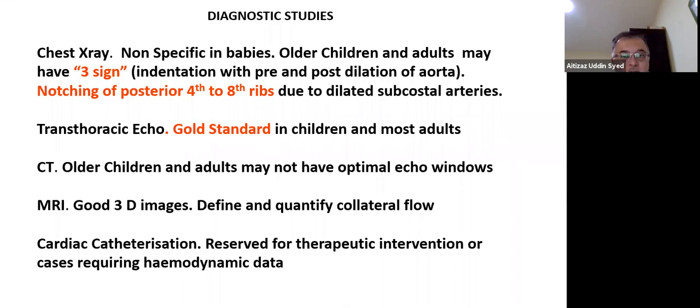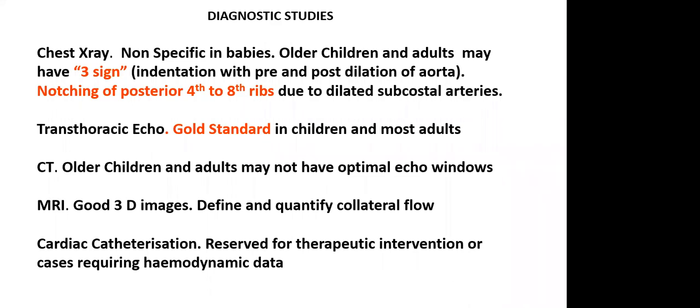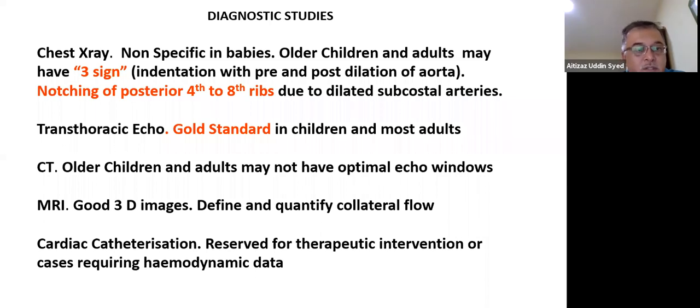In older children and adults who have suboptimal echo windows and you're still suspecting coarctation because of your clinical findings, ask for a CT. A CT angiogram will very nicely show you. MRI will give you very good 3D images and also will define the extent of the lesion and quantity of the collateral flow. Now the last one is cardiac catheterization.